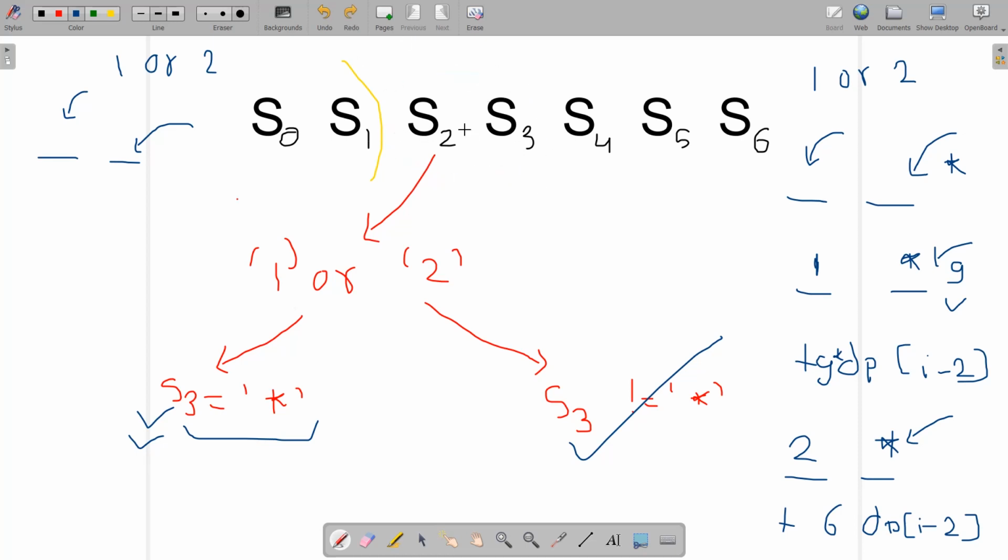So you need to ensure whatever the number is going to be formed over here, like S2 and S3, let's call it num, should be less than equal to 26 and should be greater than or equal to 1. And if this holds, you need to increment your answer by dp of I minus 2. So this is the entire thing. Now you need to code it up as fast as possible. So let's move further to the coding part.